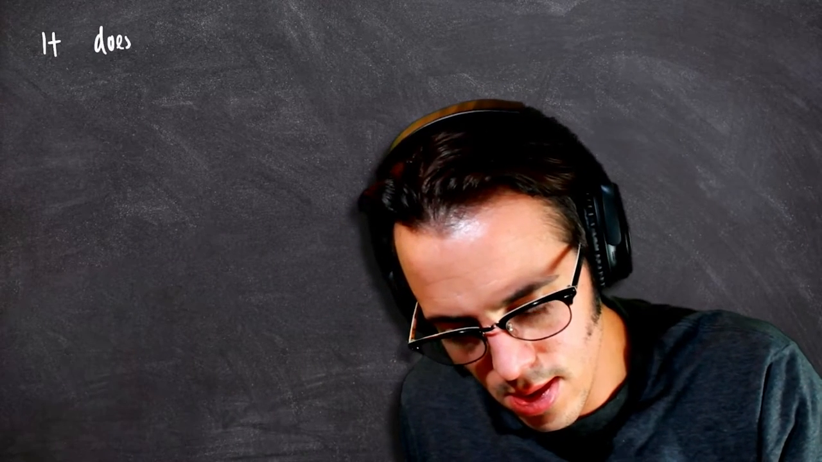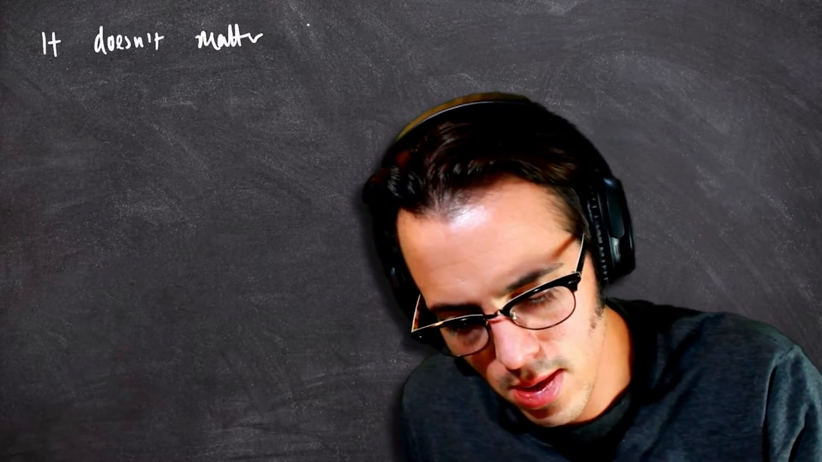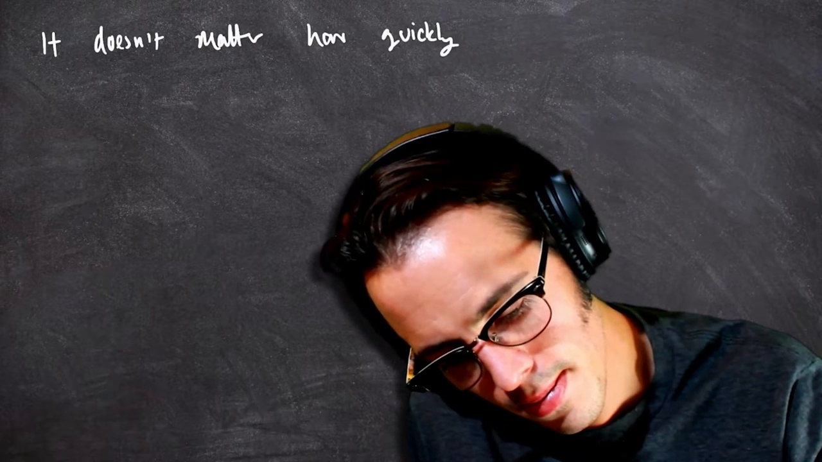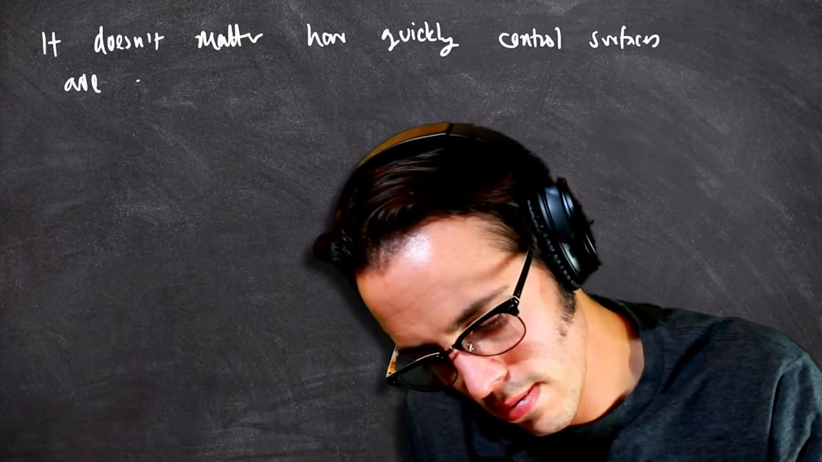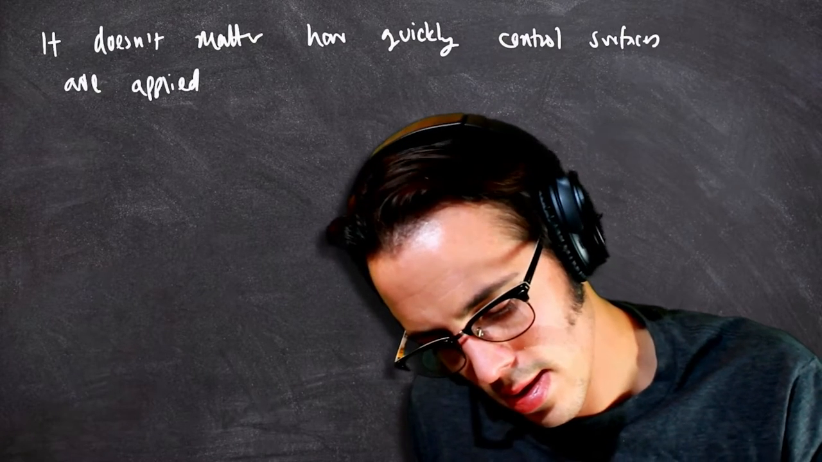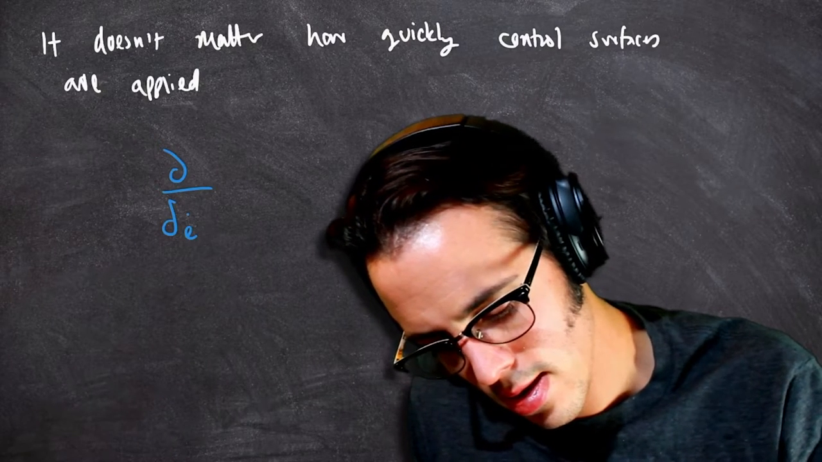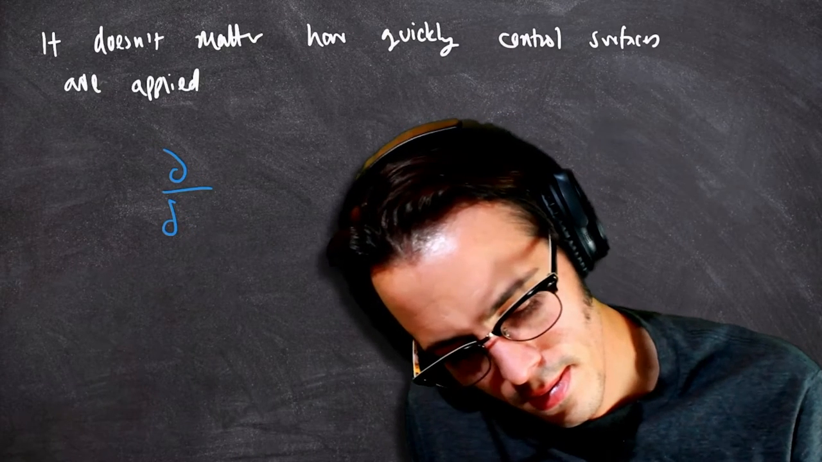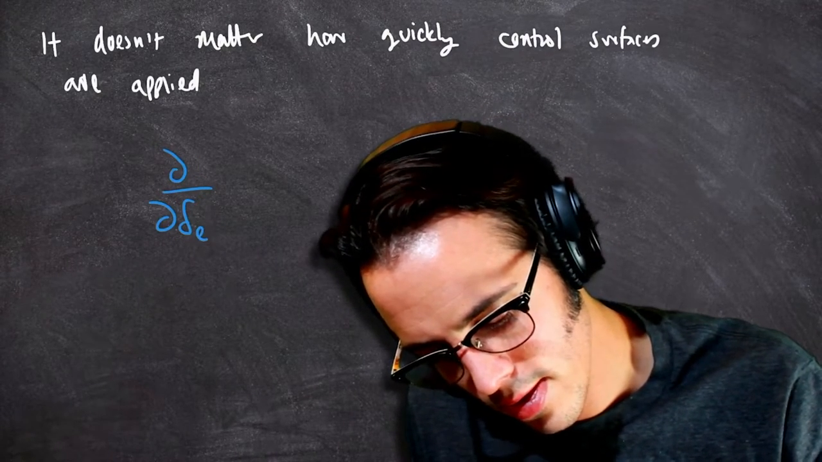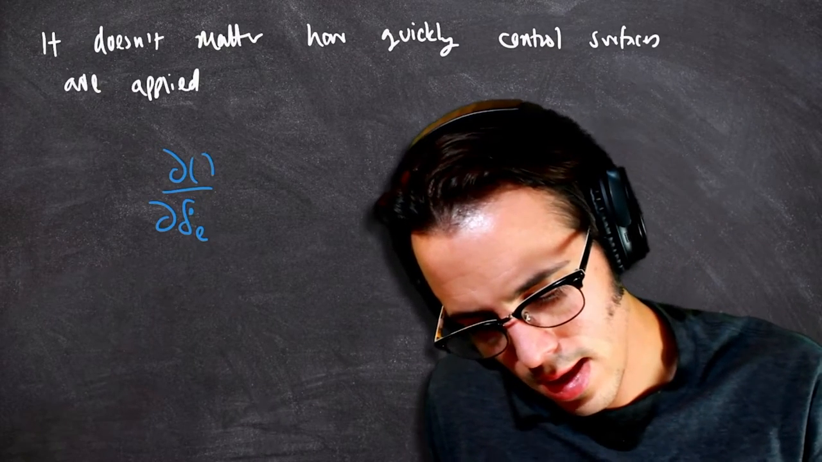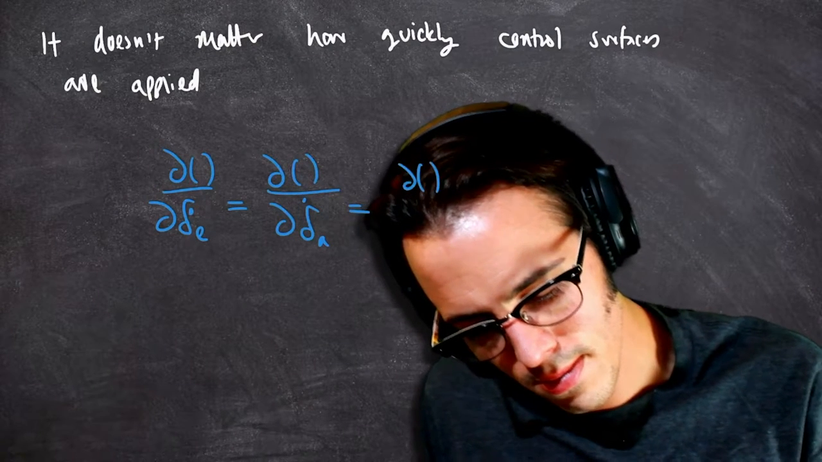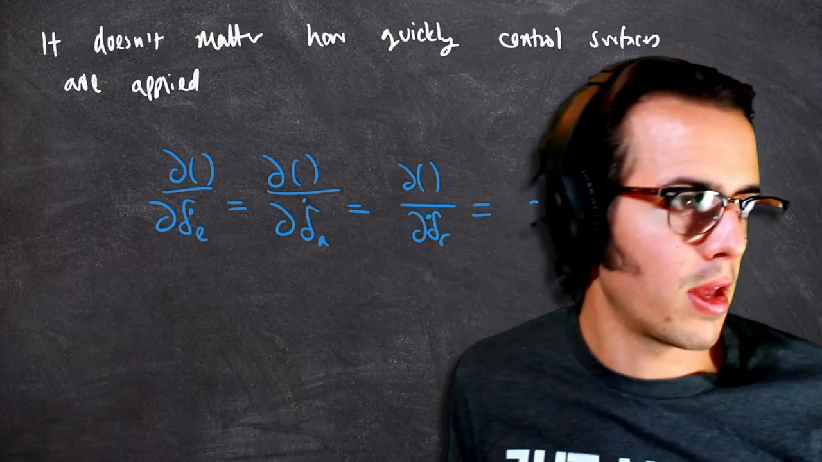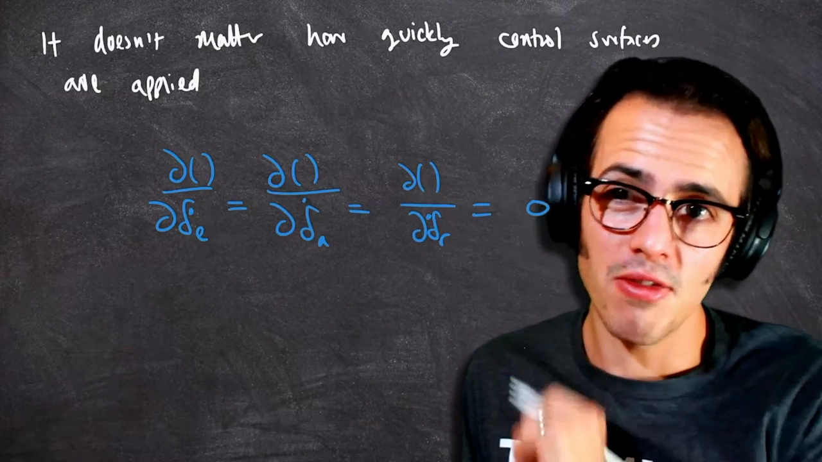So it doesn't matter how quickly. So then that means that d on d delta e dot, so anything on these, is equal to 0. So these are all equal to 0. So we've got 6 times 3, 18 further derivatives we can get rid of here.